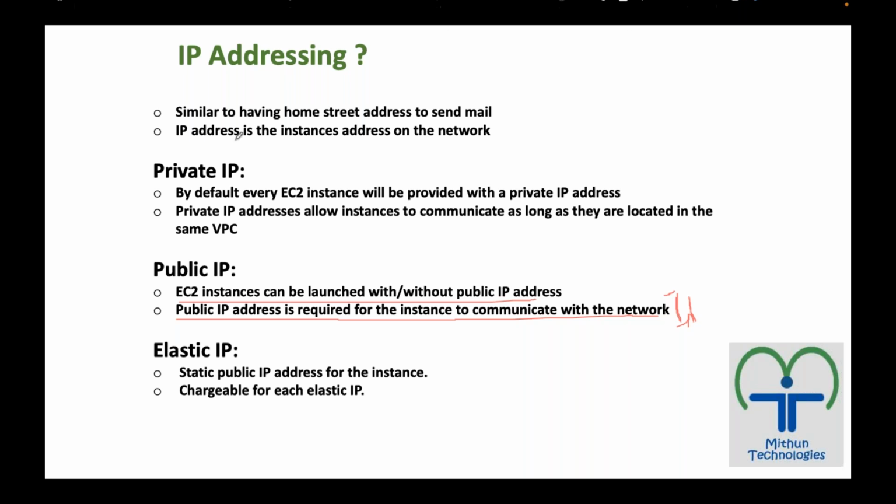Private IP. By default, every EC2 instance will have a private IP address. Private IP addresses allow servers to communicate with each other as long as they are located in the same network, the same VPC. They don't need public IPs and don't need to go via the internet. As long as the servers are in the same VPC, same intranet, same private network, they can communicate with each other using private IPs.